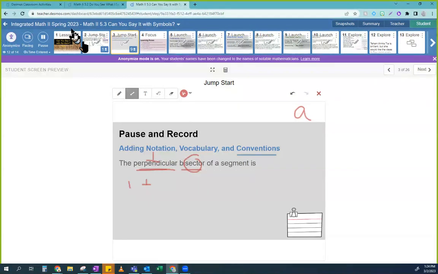So a perpendicular bisector of a segment is, let's type this out, a segment or line that intersects the segment at its midpoint and forms right angles. This is Miss Johnson's shorthand. It's not perfect, but it's a segment or line that intersects the other segment at its midpoint and forms right angles. Okay, wait, what?